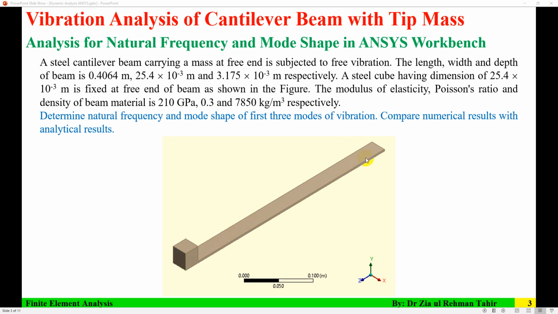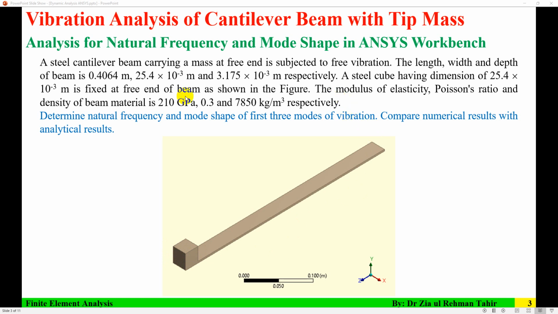The dimensions of the cantilever beam are: length 0.4064 meter, width 25.4 millimeter, and depth 3.175 millimeter. And a steel cube is attached, and the dimension of the cube is 25.4 millimeter, and that is fixed at the free end of the beam.